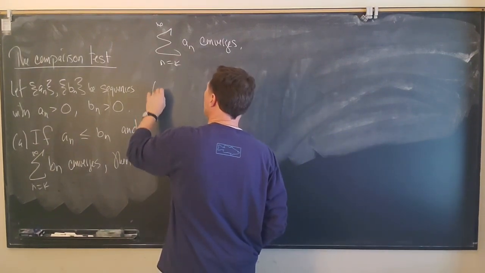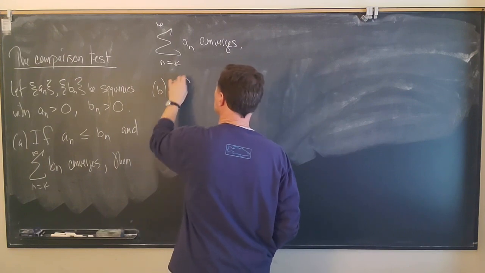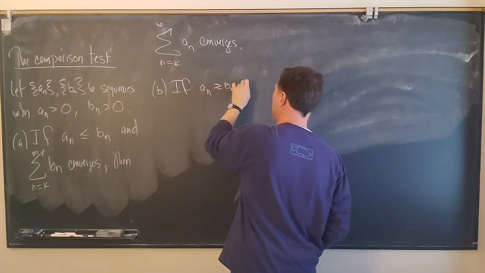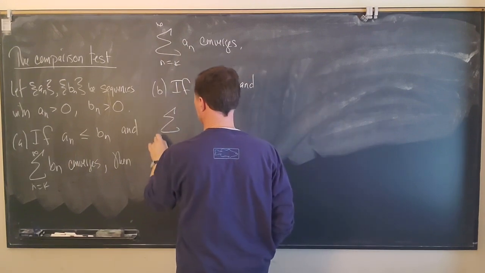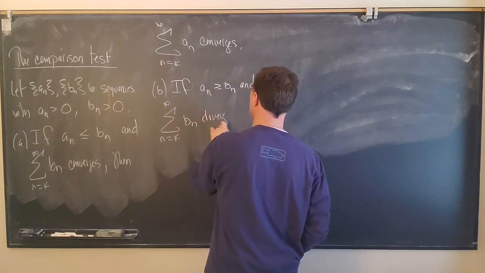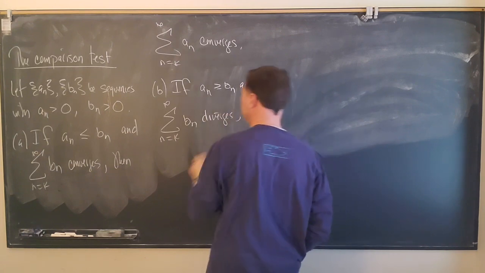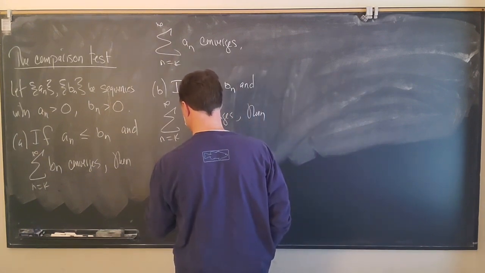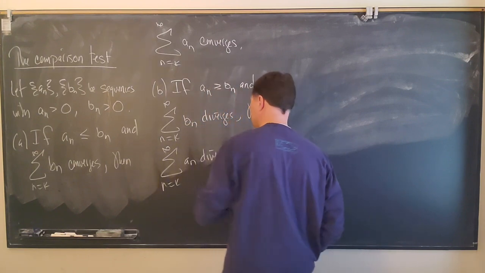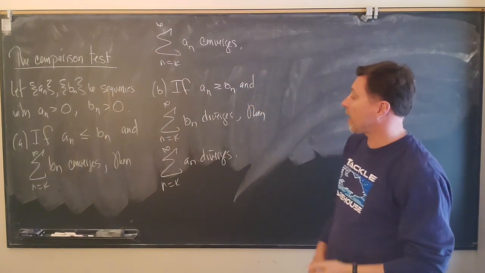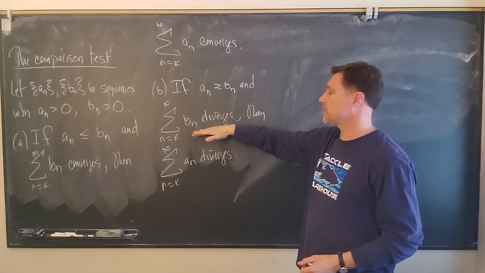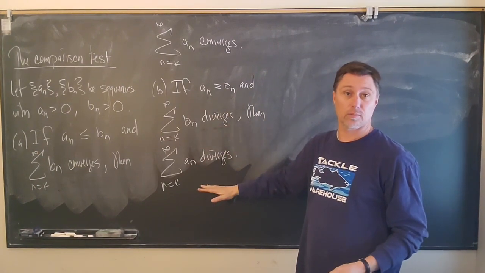So there's part A. Part B: if a_n is greater than or equal to b_n, and the sum from n equals k to infinity of b_n diverges, then the sum from n equals k to infinity of a_n diverges. So the idea here is that the a_n's are bigger, so the b_n series is smaller. If the smaller series diverges, the bigger one has to diverge also.